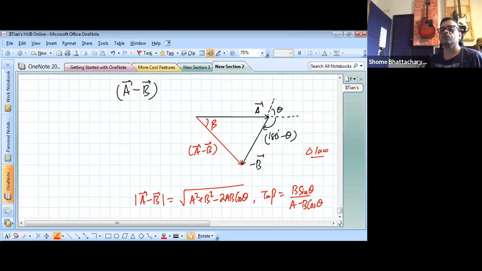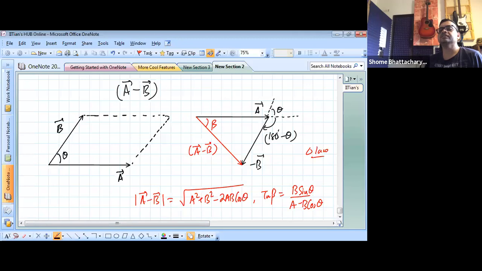Now let's understand how that will look by the parallelogram law. We draw the two vectors A and B from a common origin. We don't draw minus B. We draw the vector A and the vector B like this, where this angle is theta. Then we draw the parallel sides to complete the parallelogram.